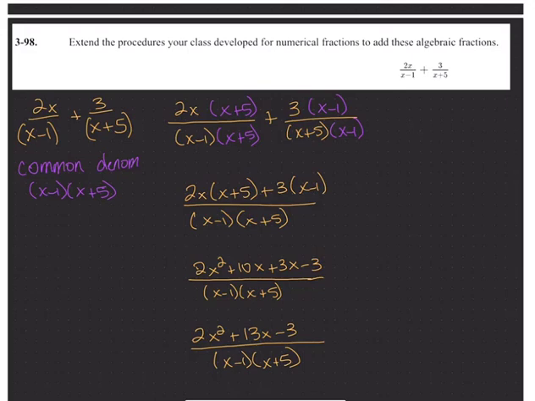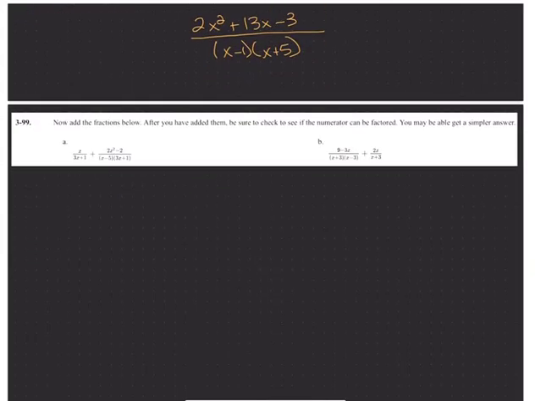So on our next problem, we're actually going to factor the top and see if there are any like factors that we can cancel out, okay? They gave us two problems for problem number 99. Now add the fraction below. After you add them, be sure to check to see if the numerator can be factored. And if it can be factored, we're going to put it in the simplest form. Sound good? So I'm going to write this out.